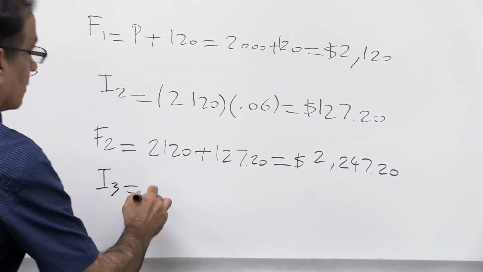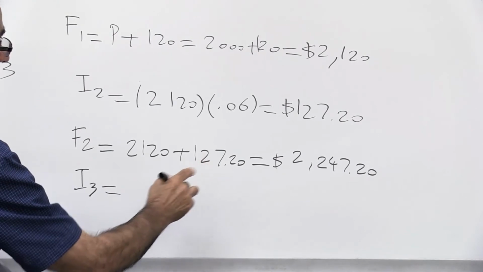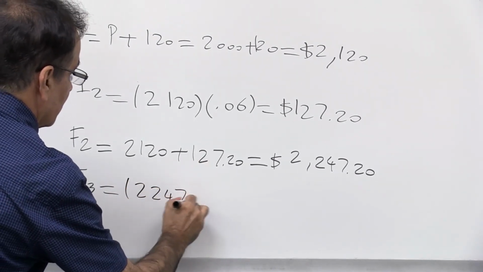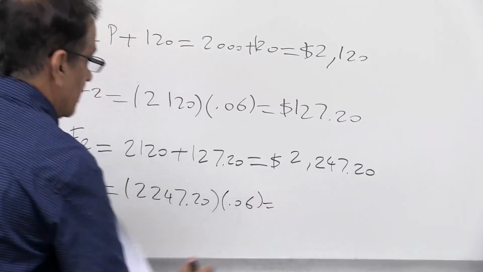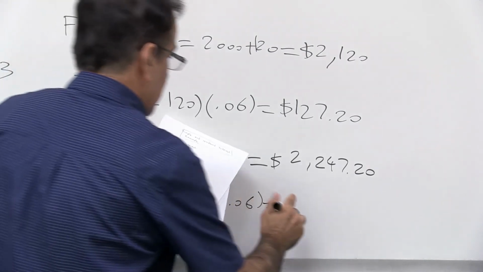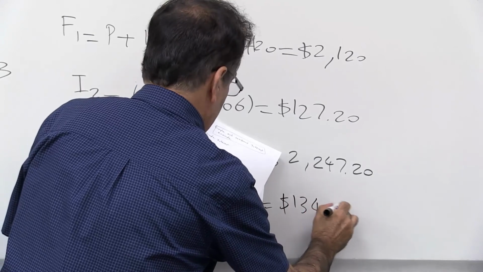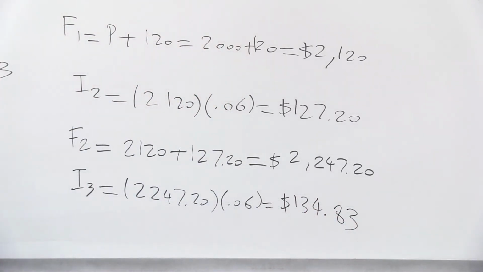Now we're trying to find the interest for the third period. I3 is going to be equal to the amount of money that you owe at the end of the second period, which is $2,247.20 times 6%. That's going to be equal to $134.83.